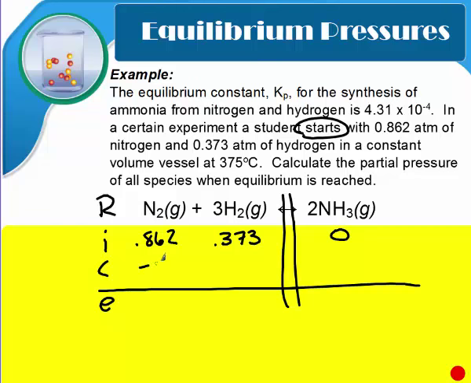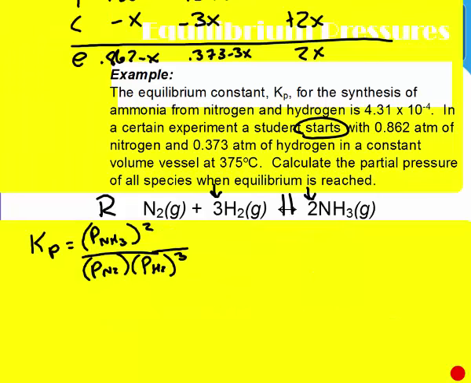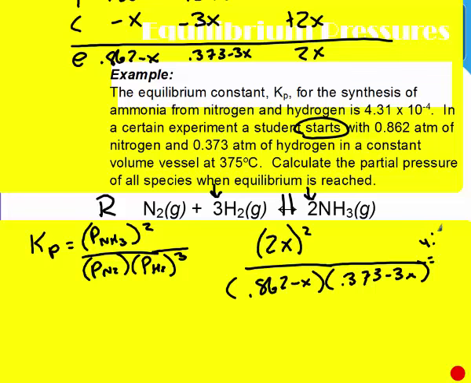We know our nitrogen should go down by some amount. Hydrogen should go down 3 times some amount, again because of that coefficient. And NH3 should go up by some amount. Now that we have our equilibrium line, we can plug that into our equilibrium expression. So our NH3 was 2x. And because our K is so small, we can ignore the minus x's.